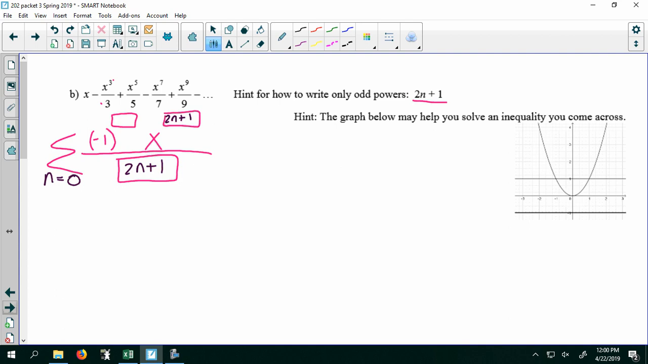So now if I plug in n equals 0, I have 2 times 0 plus 1 is 1. And that will be my exponent and my denominator, 1. All right, so now I have to figure out what exponent do I put on -1. So I want my first term to be positive. So if I start at 0, -1 to the 0 is +1. So I can just put an n there. And that will create the alternating signs that I want.